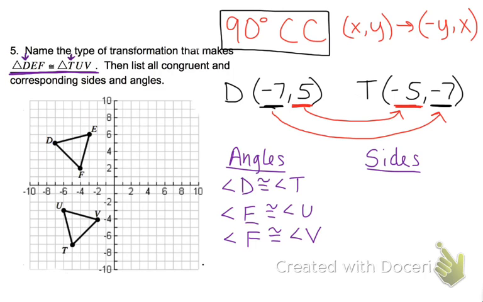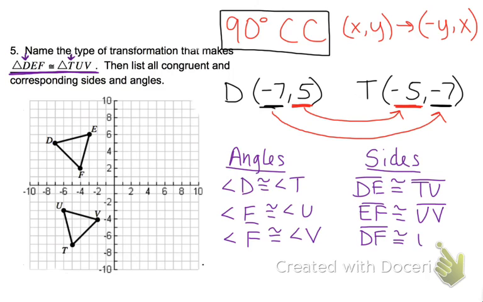So I'm going to use the first 2 letters, which is DE is congruent to side TU. Then I'm going to use the second and third letter. EF is congruent to side UV. Then I'm going to use the first and third letter. DF is congruent to U. I'm sorry, it wasn't U. It was TV.